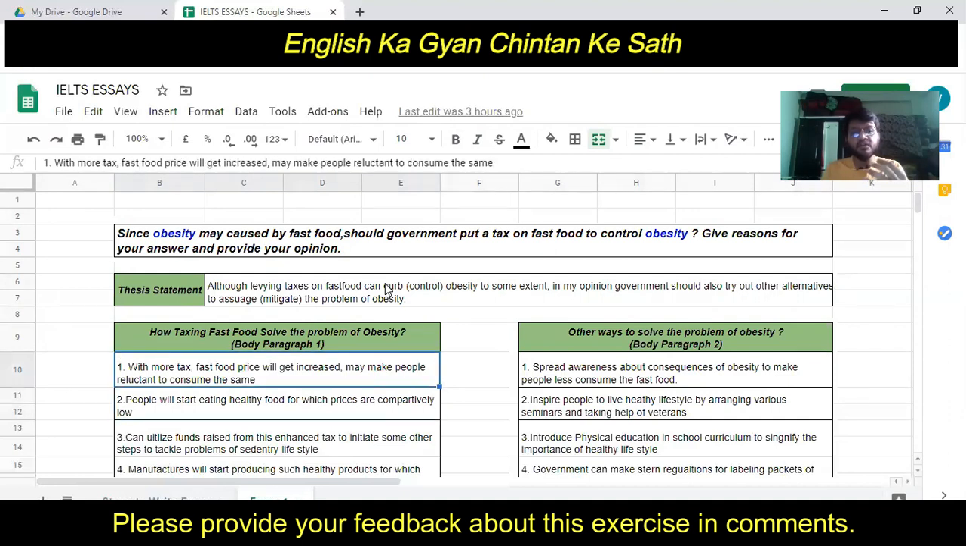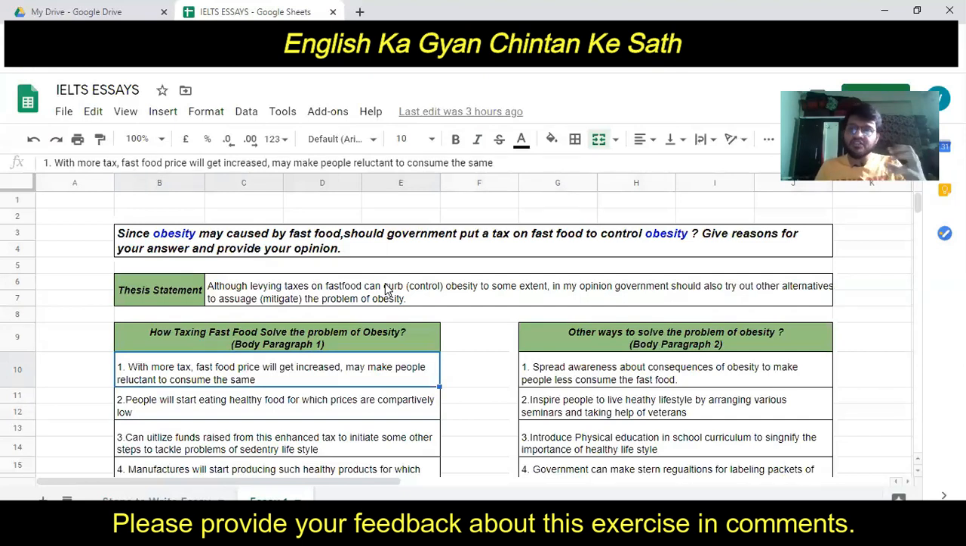Now let's say, for example, if the government applies more tax on fast food, it means the fast food price will get increased, right? And this increased price may make people reluctant to consume the same in a larger quantity.